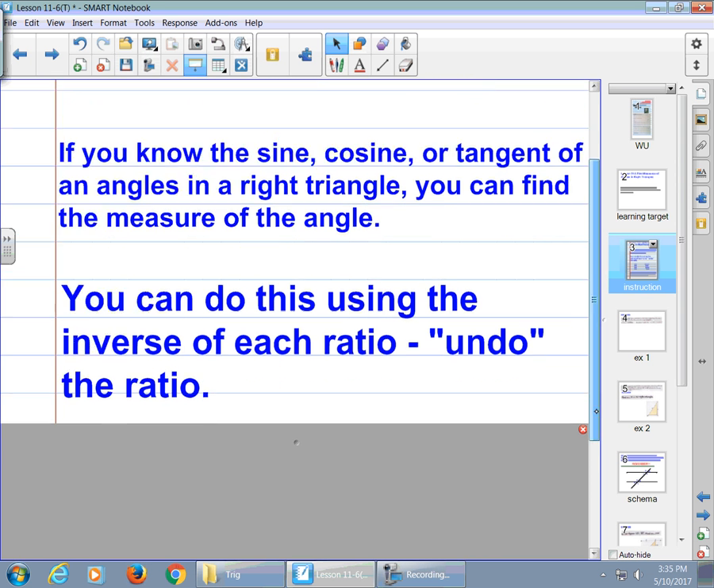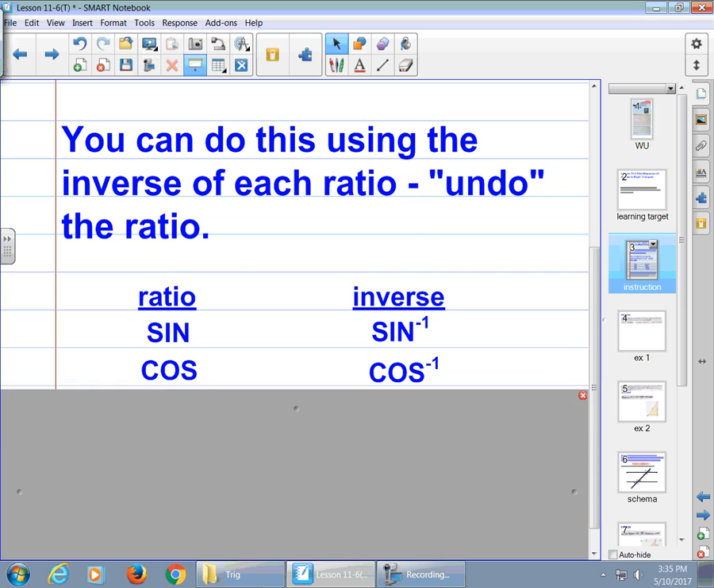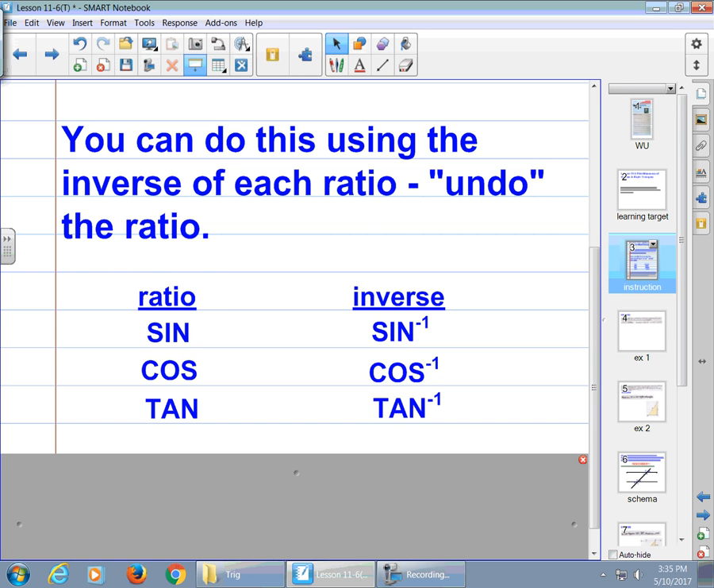Okay, so let me scroll down here, and we're going to talk about what these inverses mean. Okay, so we use the sine, cosine, and tangent ratio to help us find missing side lengths when we have a reference angle. But if we have those side lengths, but we don't know the angle measures, we're doing the opposite, or undoing it. So we use the inverse. So opposite, undo, inverse, they all mean the same thing. So this first one here is called inverse sine. This would be inverse cosine, and this is inverse tangent.